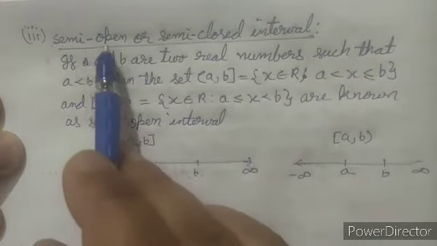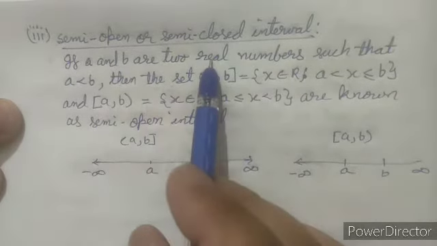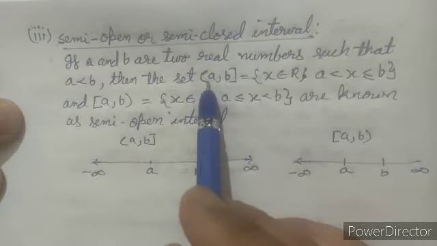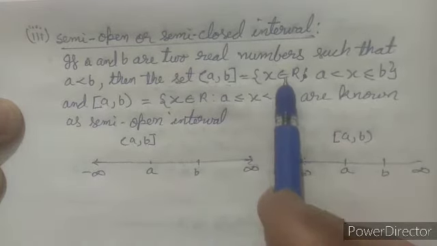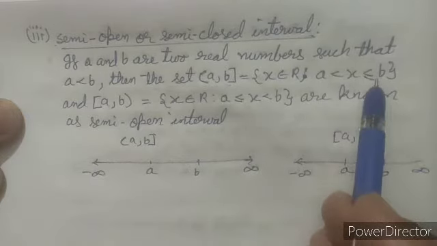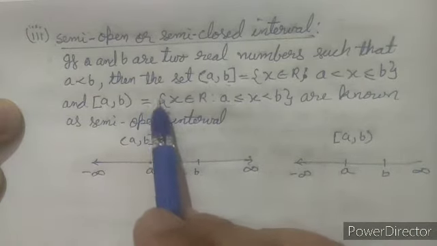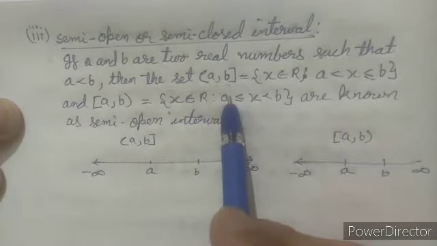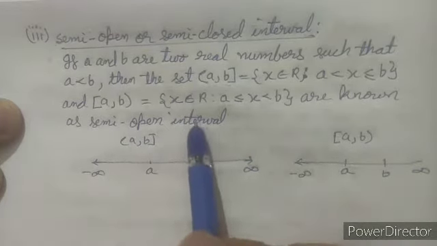Now third one is semi-open or semi-closed interval. Now if a and b are two real numbers such that a is less than b, then the set (a, b] will be equal to x belongs to real numbers such that x is greater than a and less than or equal to b, and [a, b) will be equal to x such that x belongs to real numbers such that a is less than or equal to x and that is less than b. These are known as semi-open intervals.